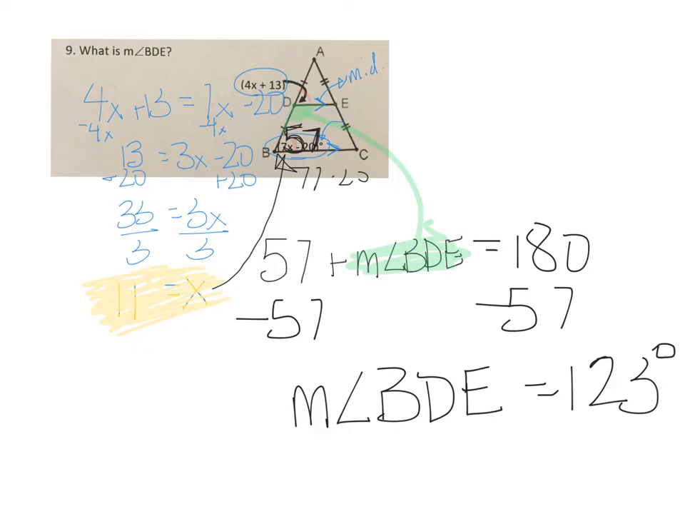So we know that these are angles because they have degrees. So we have to use the degree relationship that these are corresponding angles.